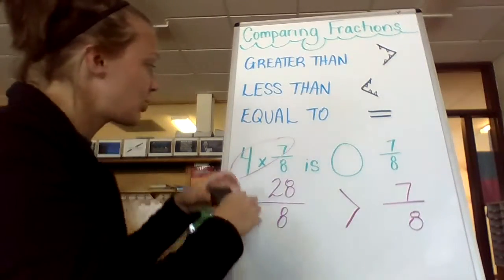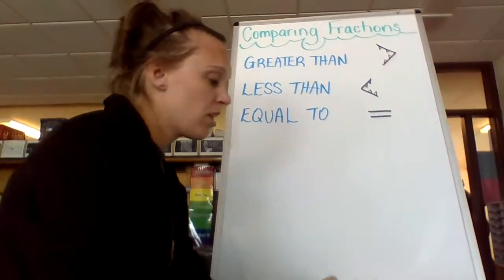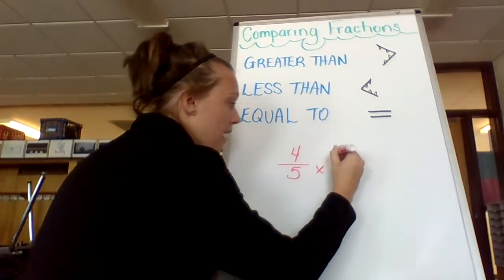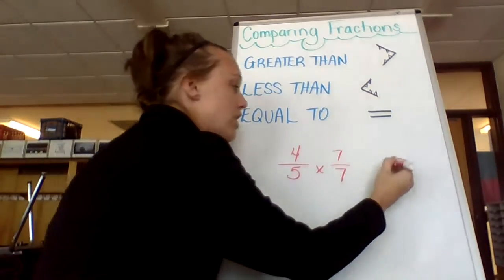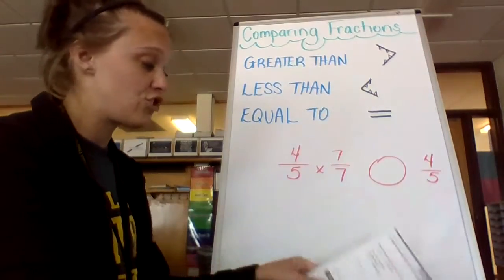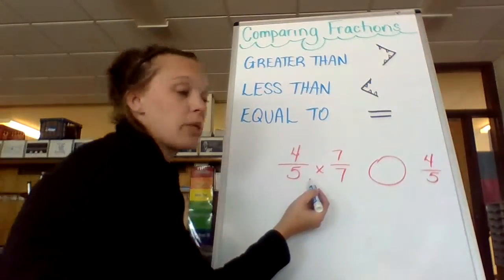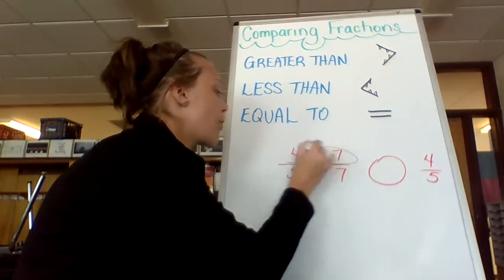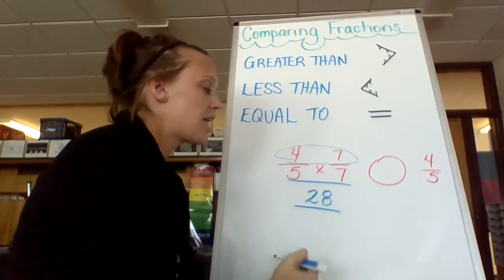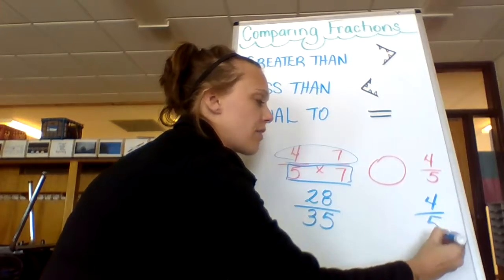Let me give you a more challenging expression where we are comparing two different fractions. So if we were to have 4/5 multiplied by 7/7, we're going to then compare it to the fraction 4/5. Yet again, on your homework, my suggestion was to solve first and then compare. So first we solve this multiplication expression of fractions. We multiply the numerators: 4 times 7 is 28. Then we multiply the denominators: 5 times 7 is 35. And then we're going to compare it to 4/5.